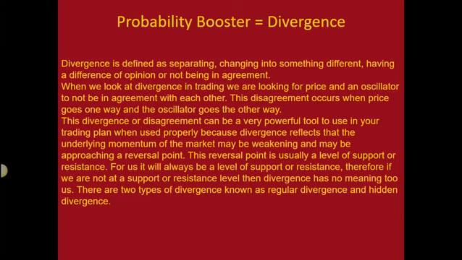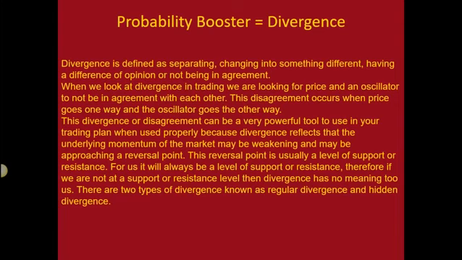So divergence is defined as separating, changing into something different, or having a difference of opinion, or not being in agreement. So when we look at divergence in trading, we're looking for price and the oscillator to not be in agreement with each other. So this disagreement occurs when price goes one way and the oscillator goes the other way. This divergence can be a very powerful tool to use in your trading plan when used properly, because divergence reflects that the underlying momentum of the market may be weakening and may be approaching a reversal point.